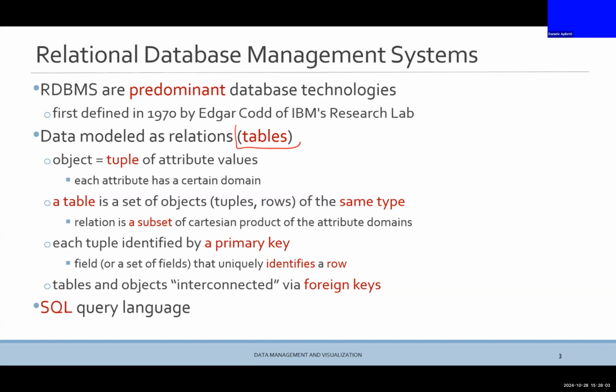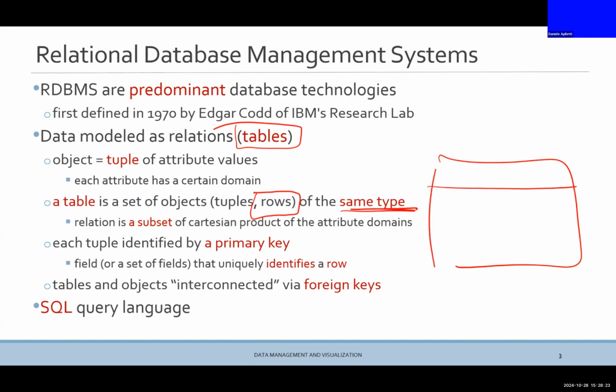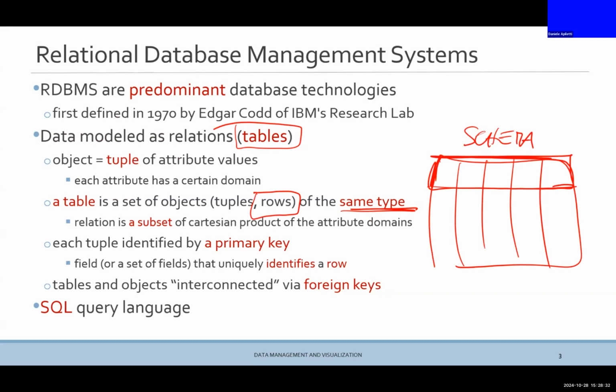First, we have the tables. How is a table made? A table is made by having a row set and a column set. All the rows are of the same type. This means that you have a schema, it's called. So this portion here is also called the schema, which tells us how the table is made, how each row is made.